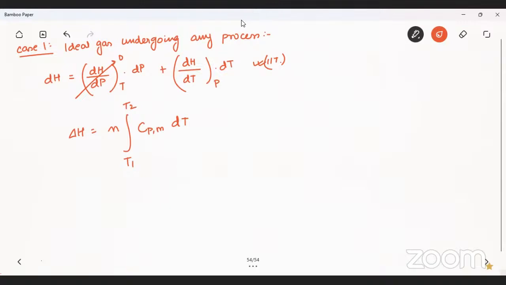For your IIT paper, the JEE Mains paper, they can ask you a question with this formula: which of these formulas are correct? Or they can give you the values T1, T2, Cpm, n. Everything will be given. You have to calculate this delta H. So is this part clear? How the question will come? Clear or not?